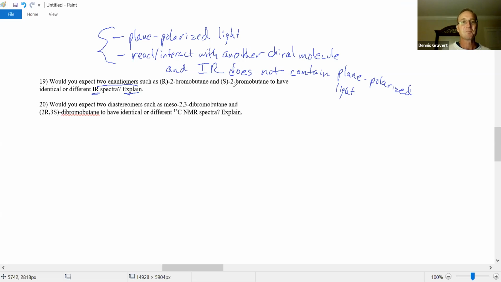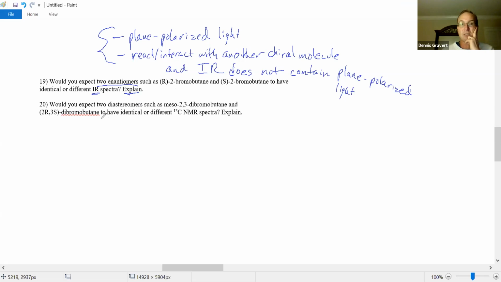So it's pretty clever. Anyways, that's beyond what we're going to work with. Just be able to know chiral molecules are incredibly alike. You need something else that's chiral. Plane polarized light kind of counts as chiral. Otherwise, the data is going to be identical.